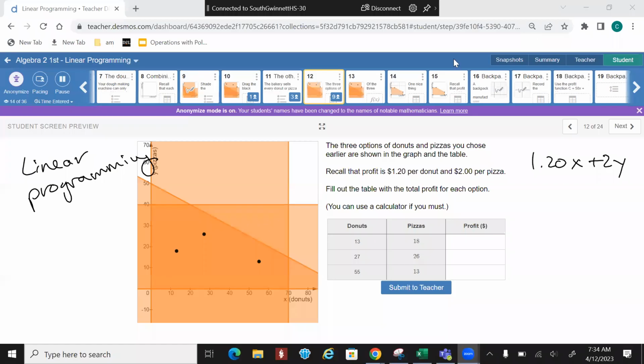All right, so the way you would go about doing this is you would take X, which is your donuts. Now your number probably is a little different, but if you plugged in your donut number, which is 13 for me, and then for pizzas, you plugged in 18 because that's the number that they give me right here.